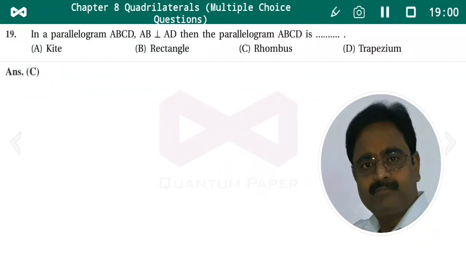In a parallelogram ABCD, AB is perpendicular to AD. It means one angle becomes 90 degrees. तो अब ये पैरेललोग्राम क्या हो जाएगा दोस्तों? या तो रेक्टेंगल हो जाता है या तो स्क्वायर है नहीं इसमें. तो हमारा ऑप्शन, in a parallelogram ABCD, AB is perpendicular to AD, then parallelogram ABCD is a rectangle.